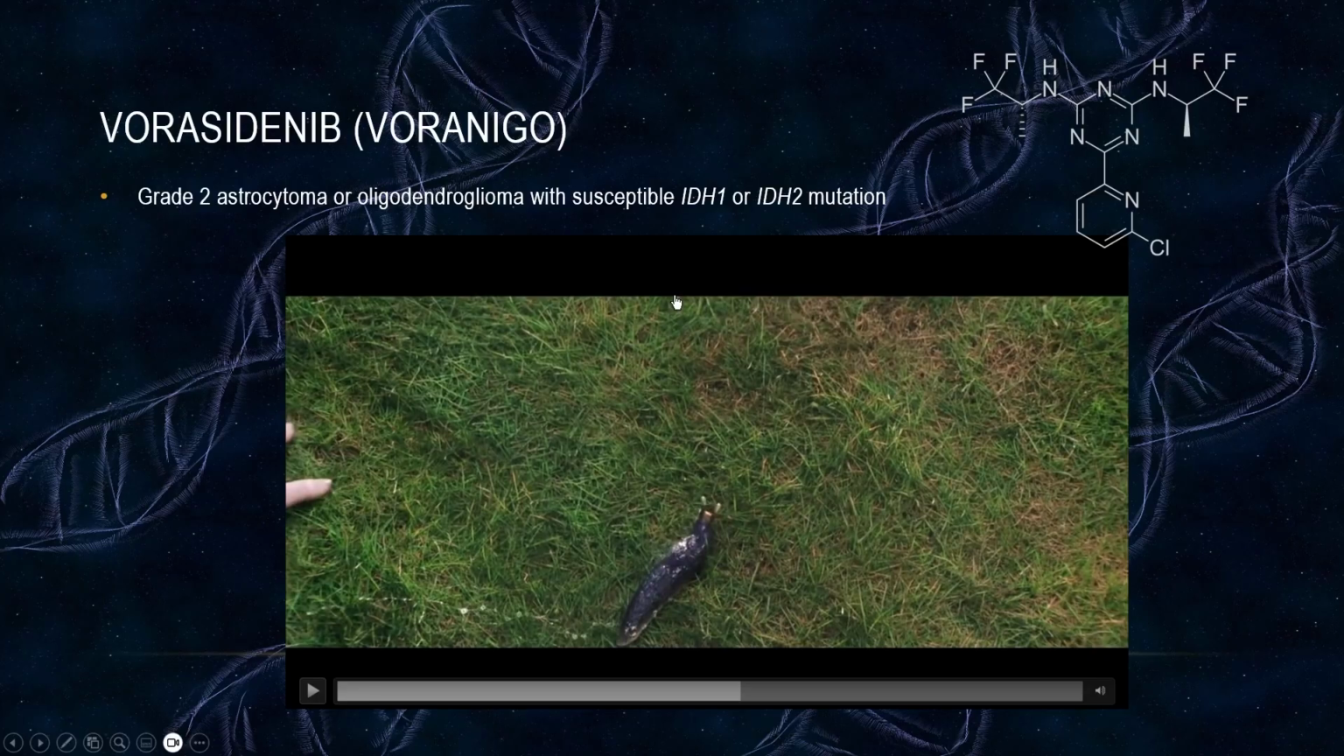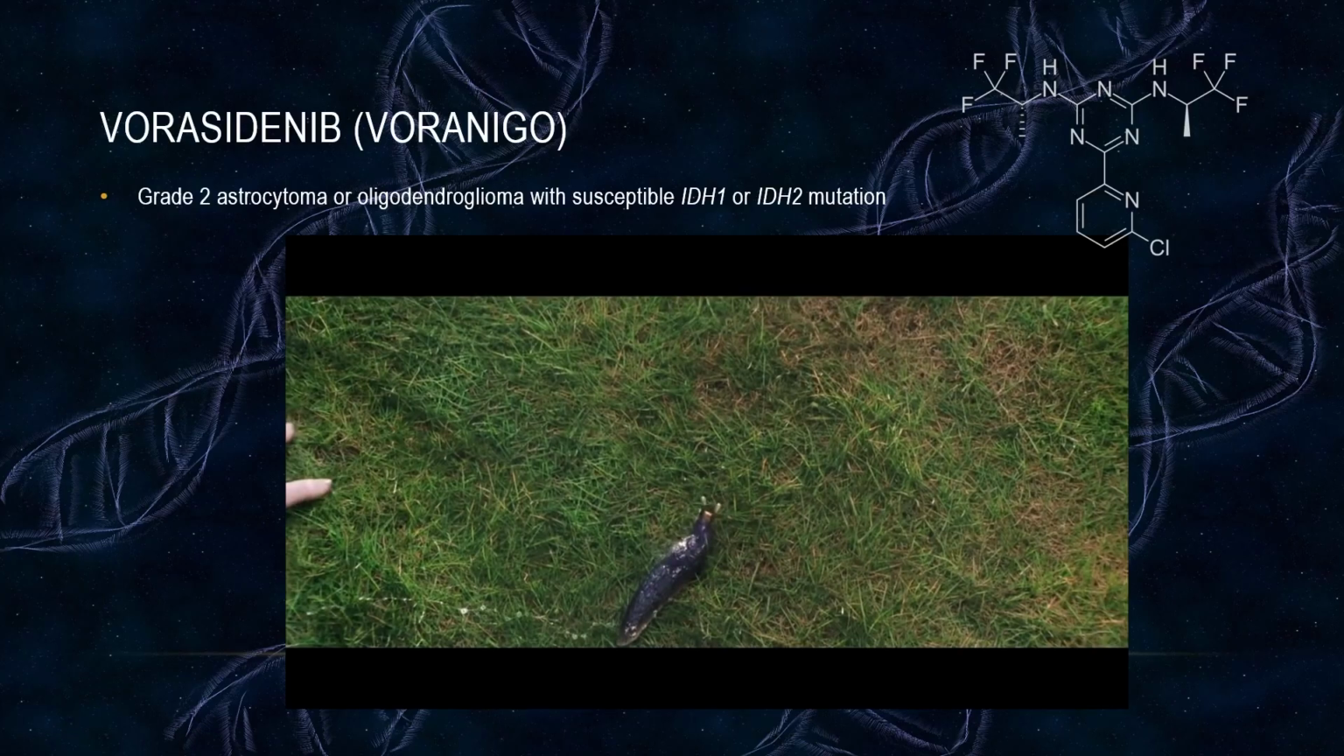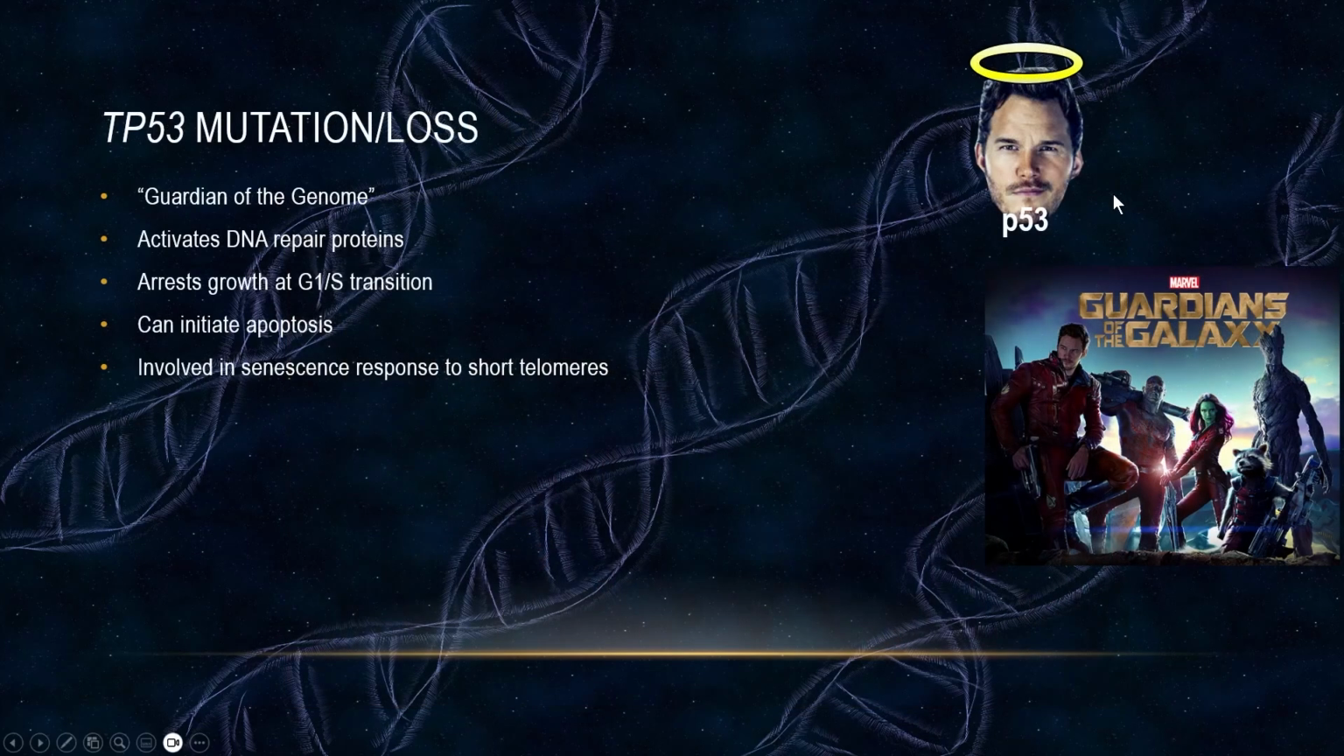So yeah, targeted therapy, vorasidenib or Voranigo, if I'm saying those right, can be used to treat grade 2 astrocytoma or oligodendroglioma with a susceptible IDH1 or 2 mutation. And again, it's a small molecule inhibitor, like a lot of these.